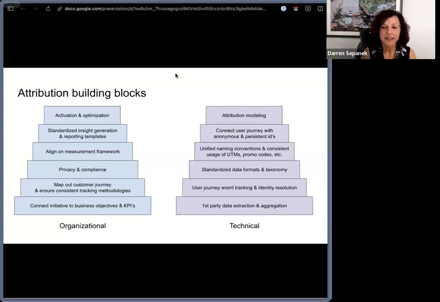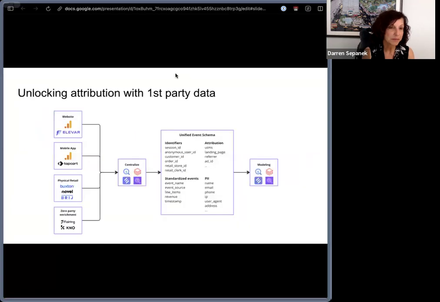Bea, I just wanted to give you a heads up that we have like 10 minutes left, and I know you have some great customer examples to show, so I wanted to make sure that you're able to share those.